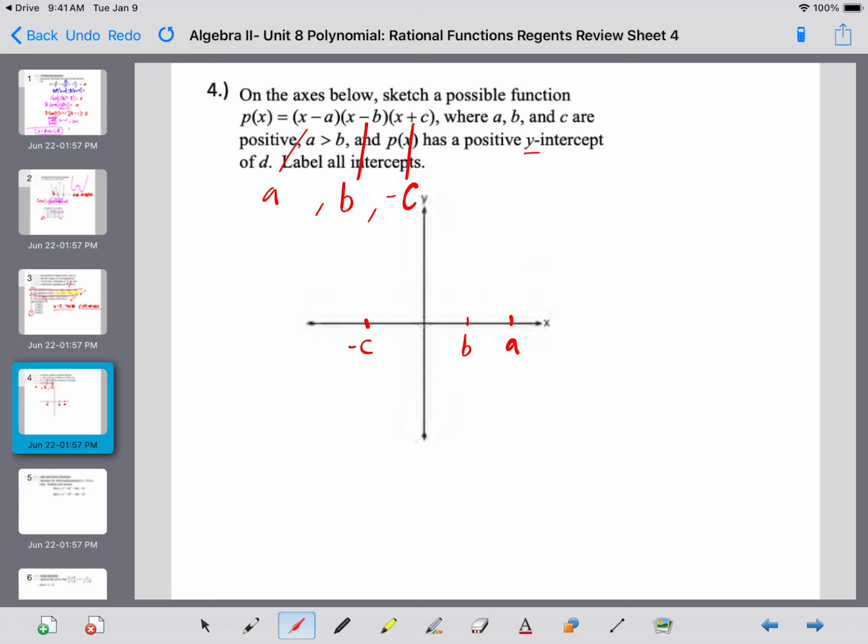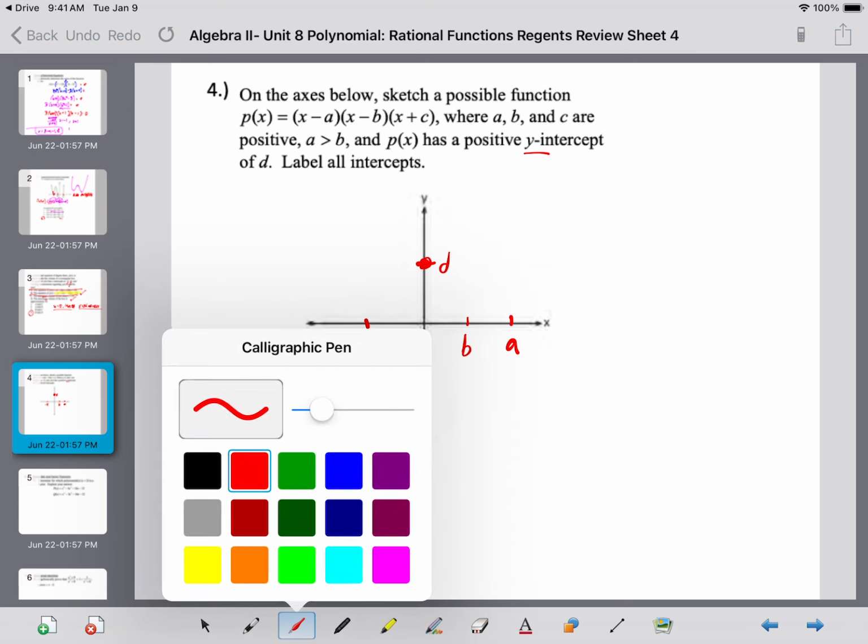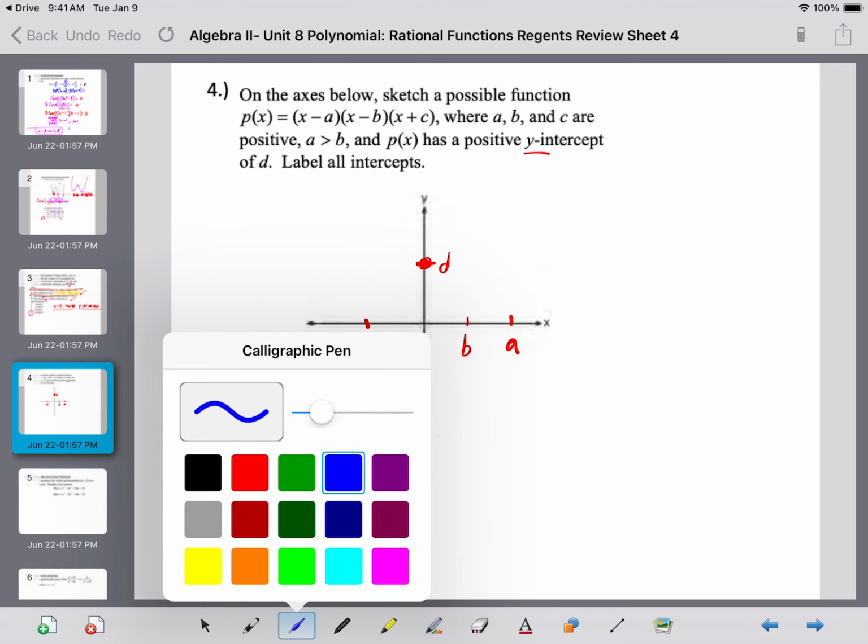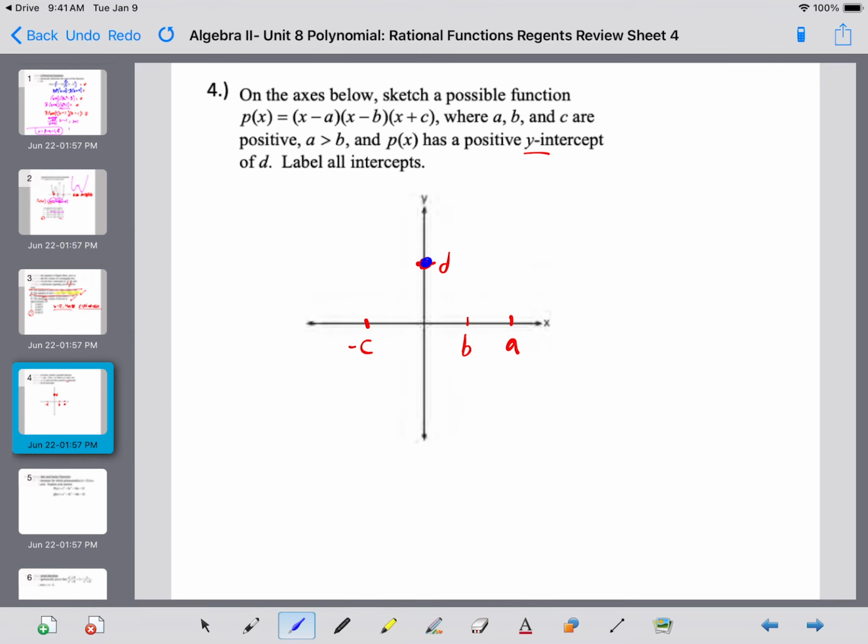Okay, and there's a positive y-intercept of d. So now we basically did everything that we have to figure out. Now, the leading coefficient, it looks like it's going to be positive. There's no negative in front, right?